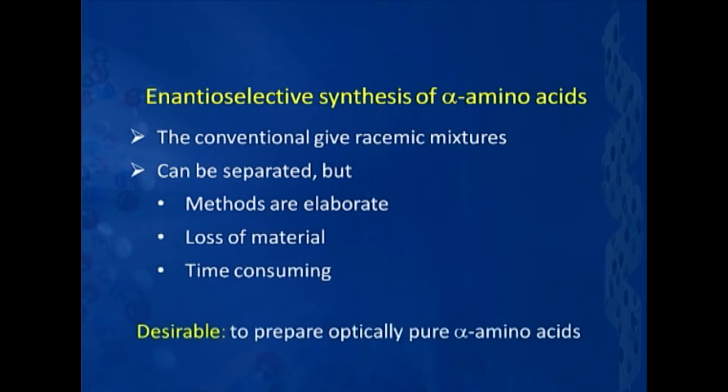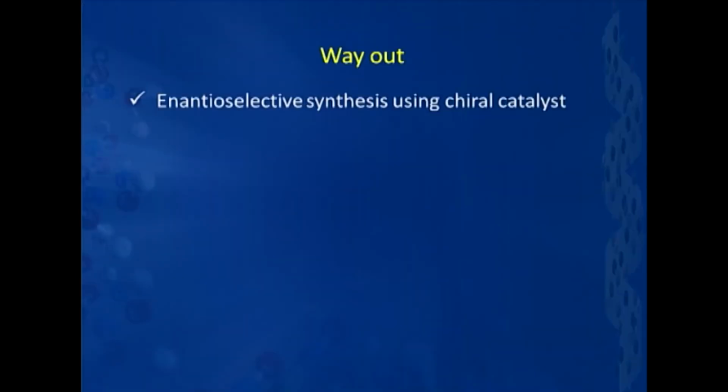So, what we desire is that we could prepare optically pure alpha amino acids, because for any kind of application, I would want the amino acids to be optically pure. That kind of synthesis is possible here, and the way out is that we try to use some methods which can give us enantiomer selective synthesis. That means I can do that by using some kind of chiral catalyst there.